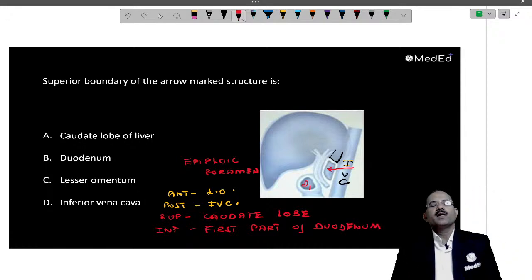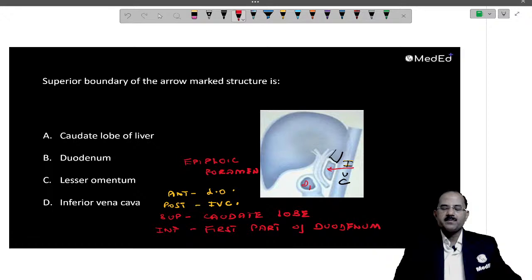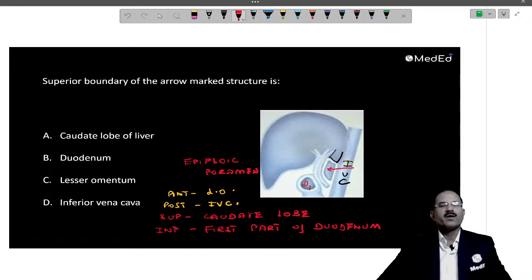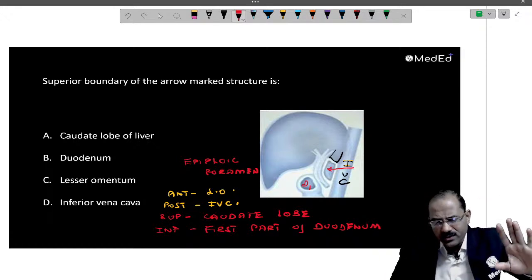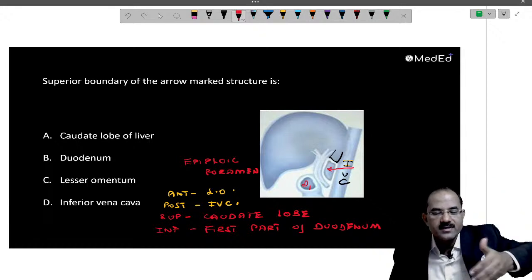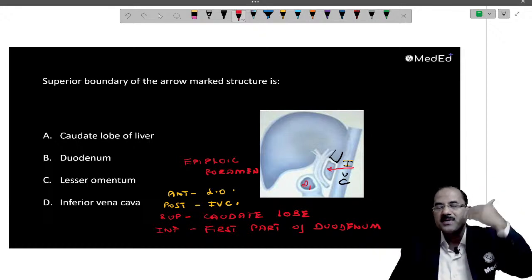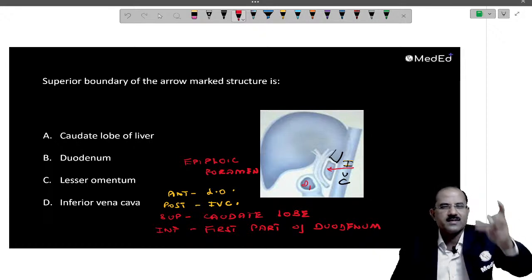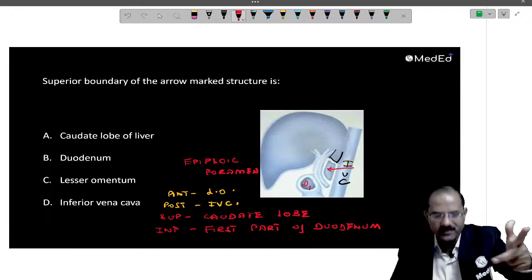Duodenum. Inferiorly is the first part of duodenum. So this becomes the boundaries of the epiploic foramen. Okay, are you able to follow this? So anteriorly is the lesser omentum. And what is present within the lesser omentum? Three structures: hepatic artery, portal vein, bile duct.